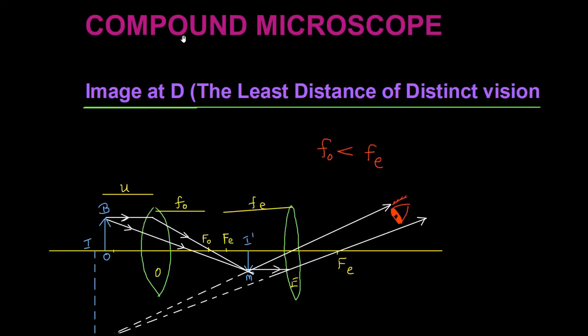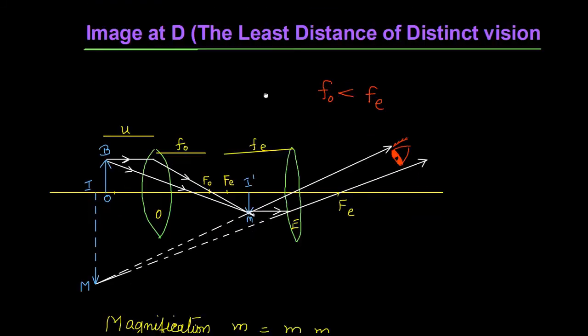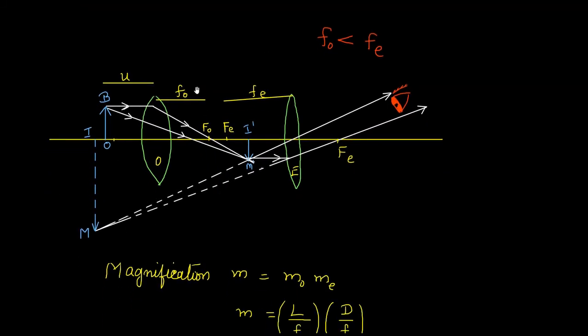Next, let us see the compound microscope. Image at least distance of distinct vision capital D. Look at the ray diagram. It consists of two lenses, objective lens O and eye lens E. Objective lens has focal length FO and eye lens has focal length FE. FO is shorter than FE, or FO is less than FE.